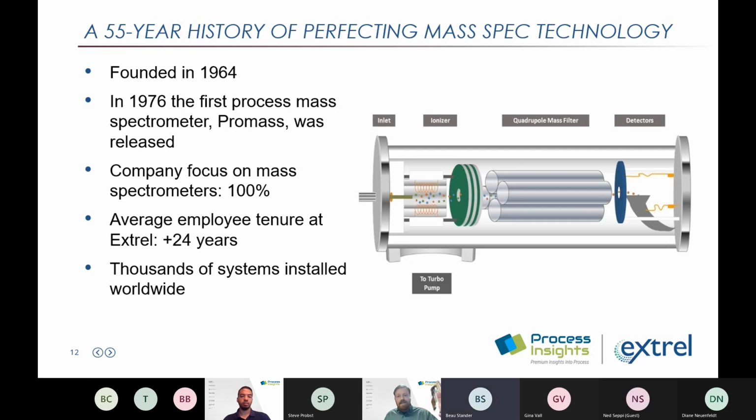It's a great technique because there's no class of compound that it can't see, so it can do the hydrocarbons and the sulfurs. It can look at the air components. It can look at unusual compounds. Some chemical plants have chlorines or alcohols. All those things can be detected with a mass spectrometer.